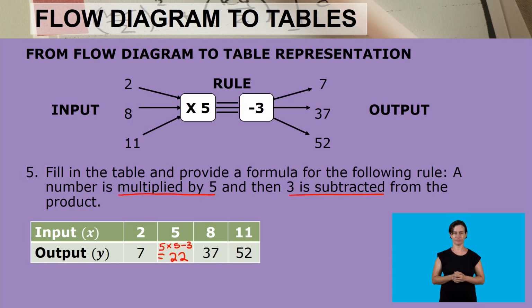And how would we provide a formula or an algebraic rule for this one here? Well, we know that the output value is found by taking the input value, multiplying it by 5 and subtracting 3 from that answer. So that is how we are going to solve that.